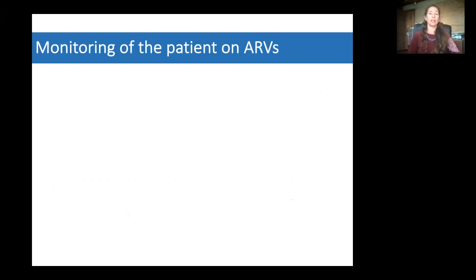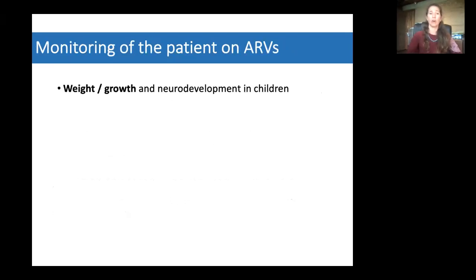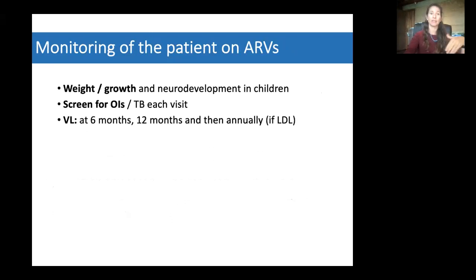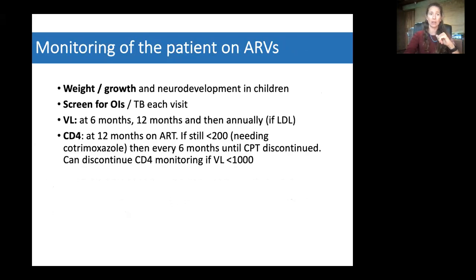And then a quick slide on just the monitoring once our patients are on ARVs. Remember, always weight and growth, and very important, neurodevelopmental assessment in our children. Obviously, we're going to screen for OIs and TB at each visit. And then in terms of your blood, your viral load is still at 6 months, 12 months, and then annually, as long as it stays under 50, LDL.